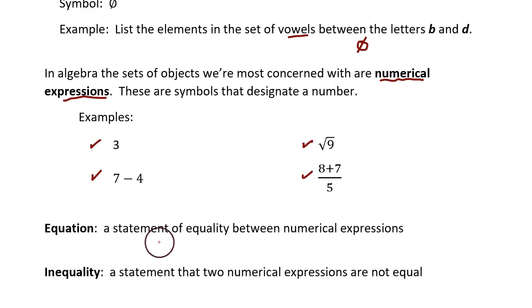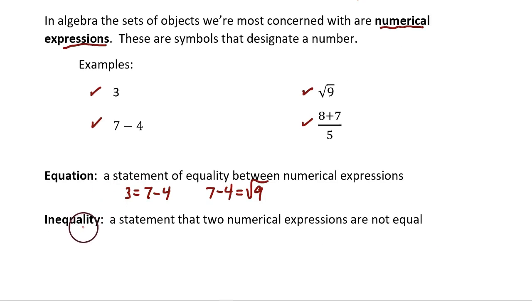An equation is a statement of equality between numerical expressions. Here's an equation, 3 equals 7 minus 4. Here's another equation, 7 minus 4 is equal to the square root of 9. We could write all kinds of equations that indicate that 2 different expressions are equal to each other.